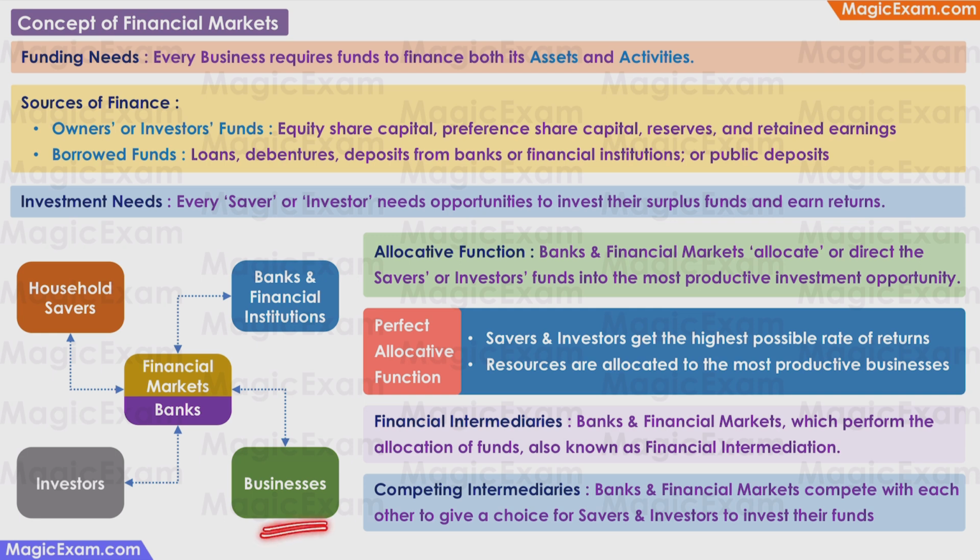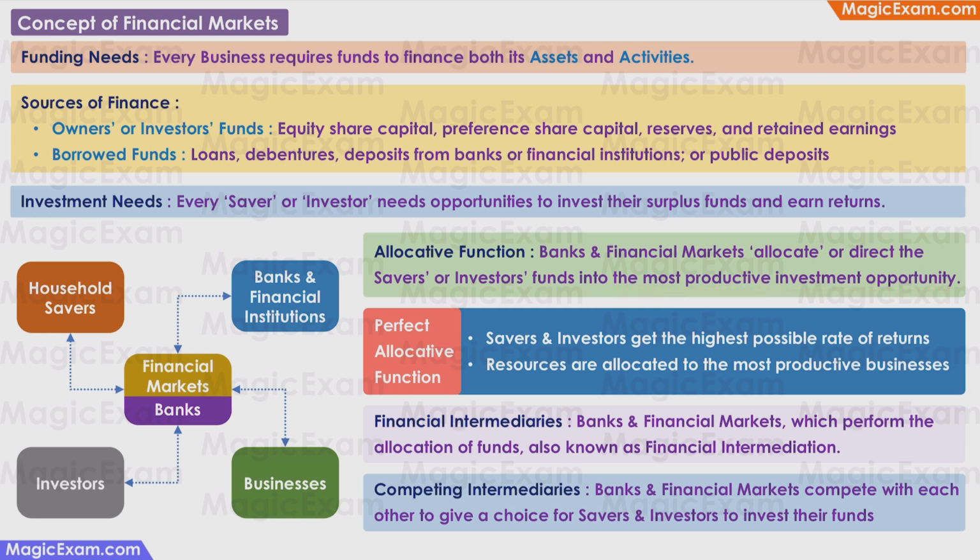Now, you have businesses which need money, and you have the savers and the investors who need to invest their money and earn returns. This is where the financial markets come in. They are the medium that connect the savers, the investors, the banks or the financial institutions, and the businesses. Financial markets allocate or direct the savers or the investors' funds into the most productive investment opportunities.